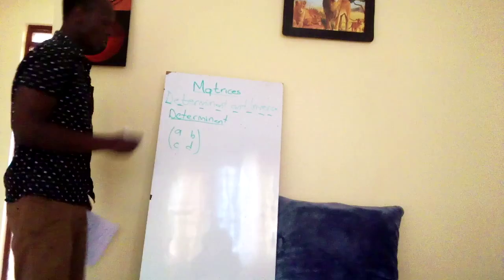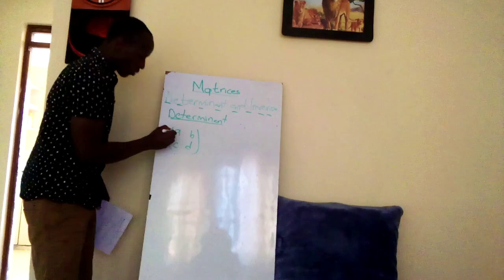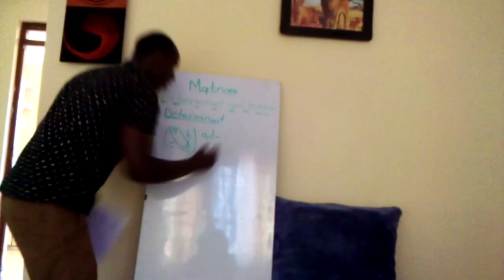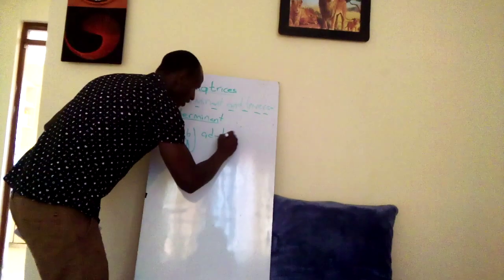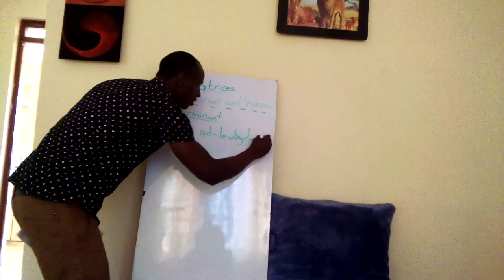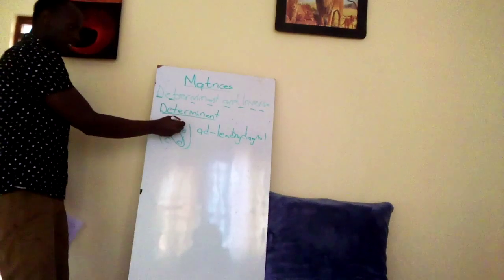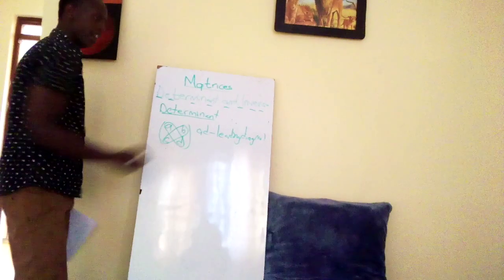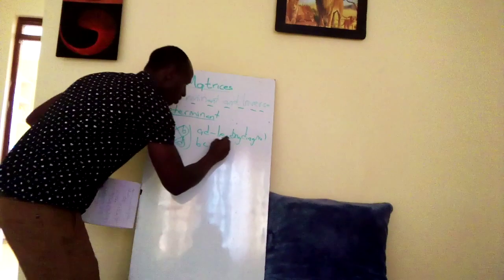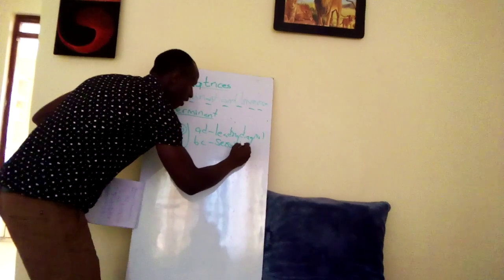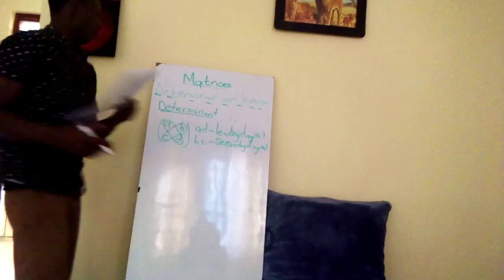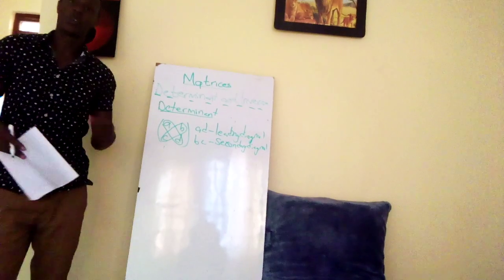So to get a determinant, a 2 by 2 matrix has 2 diagonals. We have diagonal AD. Diagonal AD is called a leading diagonal. Then we have diagonal BC. Diagonal BC is called a secondary diagonal. So in a 2 by 2 matrix, we have those 2 types of diagonals.